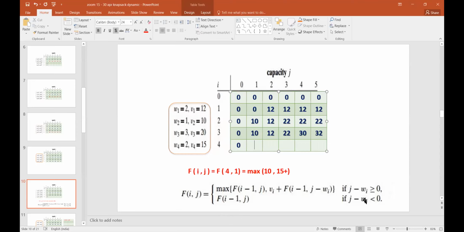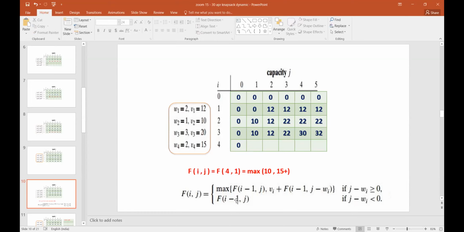If j minus w of i is less than 0. I repeat it once again. Listen carefully. What is the value of j? It is 1. What is the weight of the ith object? It is 2. 1 minus 2 gives minus 1. It is less than 0. First, I must check this condition. According to our calculation, j is 1 and the weight of the fourth object is 2, so 1 minus 2 gives minus 1, which is less than 0. If it is less than 0, the second case holds good.